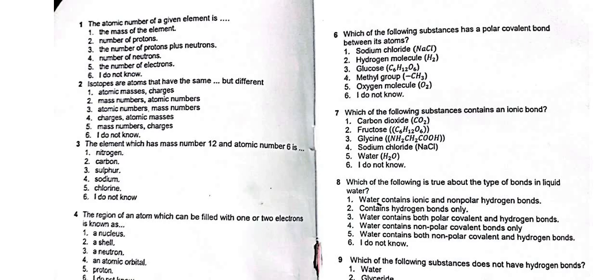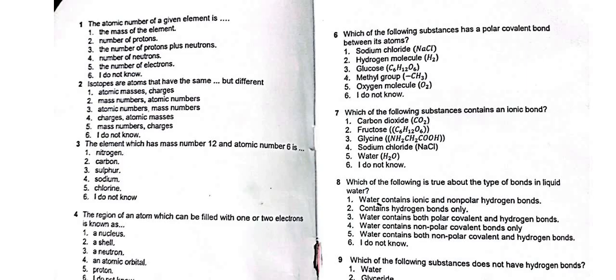Then question number 2, they're saying isotopes are atoms that have the same dash but different. What's the correct answer here? Betha, what would be the answer here? Anyone? Christopher, what would be the answer here? Daniel, what do you think would be the correct answer here?